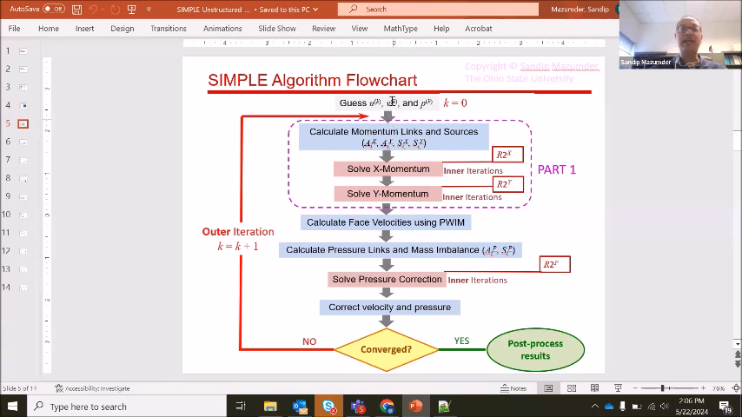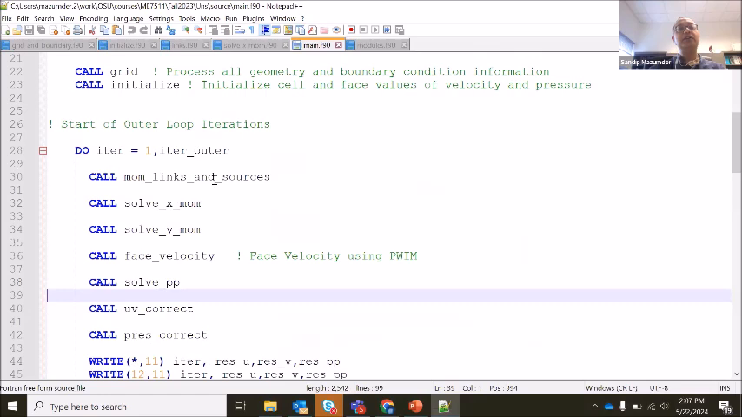momentum equations. Now, outside of the outer loop, however, there are some things that you need to do. One of the things that's important for the unstructured method is you need to process the grid, prepare and store all your connectivity information. So you have to set boundary conditions, and then you have to initialize everything. You have to, like it says here, guess these values. You have to allocate all these arrays. You have to set values for them before you start your algorithm, because it's an iterative algorithm, so it needs an initial guess.